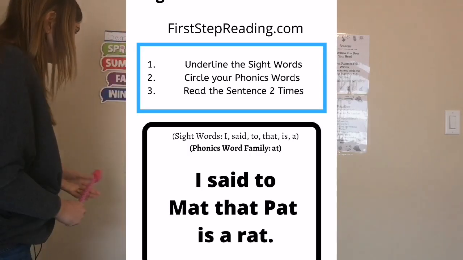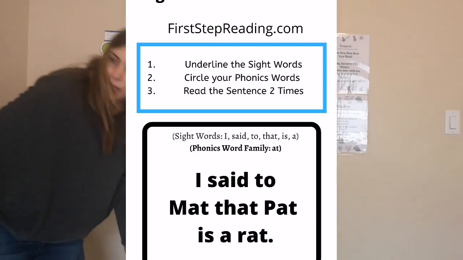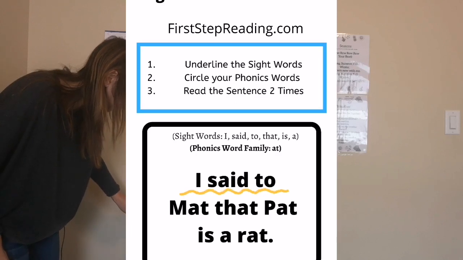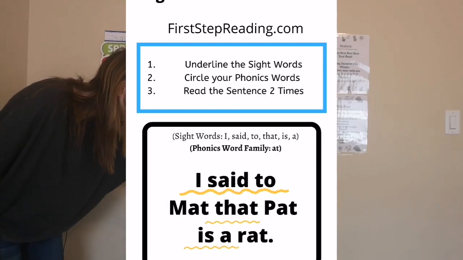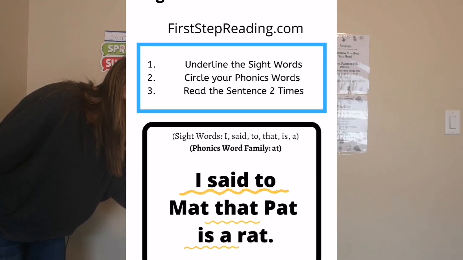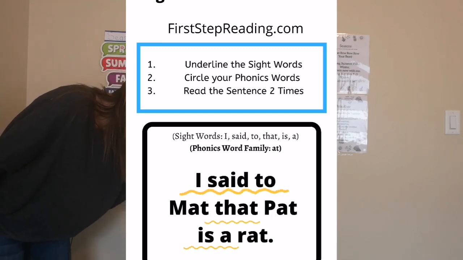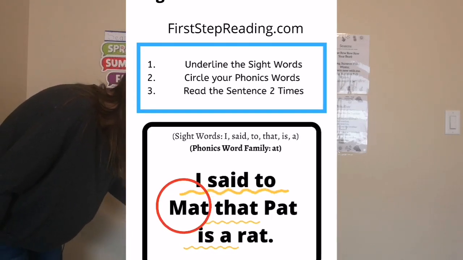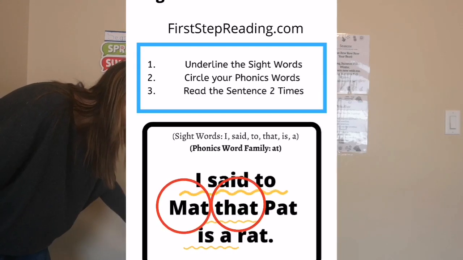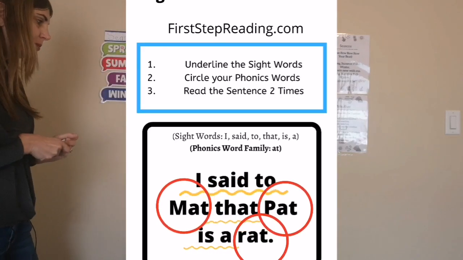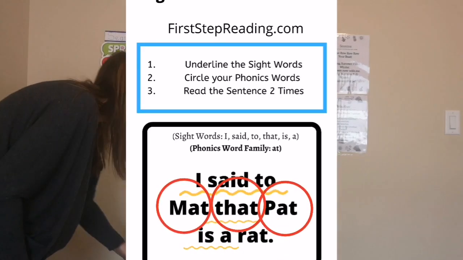So our sentence for this week is here. I'm going to take a color and I'm going to underline my sight words. Remember, our new sight word is I. And said is a sight word too. And that is actually a sight word and it's a phonics word. And is and a. And then I'm going to circle my phonics words. I'm also going to circle that because we can sound that out. Pat and rat. Okay?